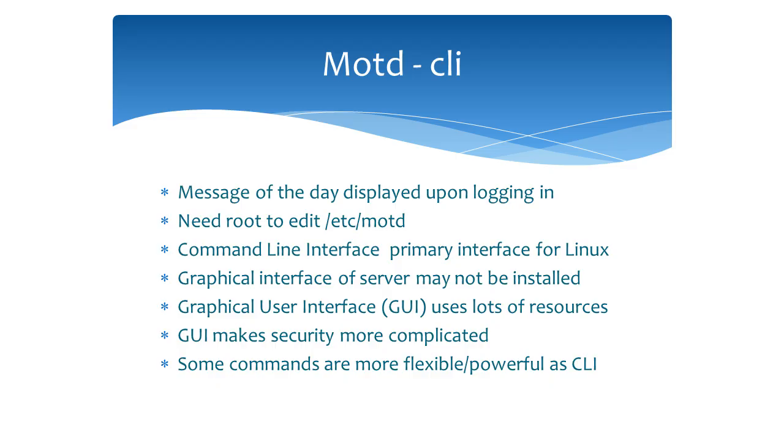Command line interface is the primary interface for Linux. Graphical interface of a server may not even be installed. We will not be using a graphical interface. Graphical user interfaces, or GUI, use a lot of resources. GUI makes security more complicated. Some commands are actually more flexible and powerful as CLI.